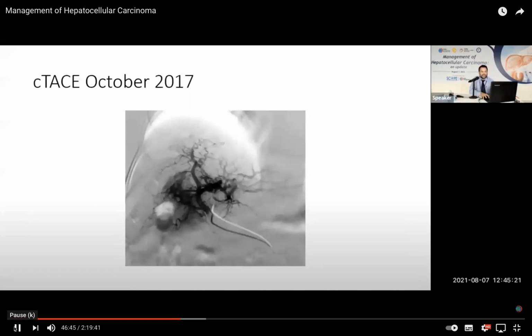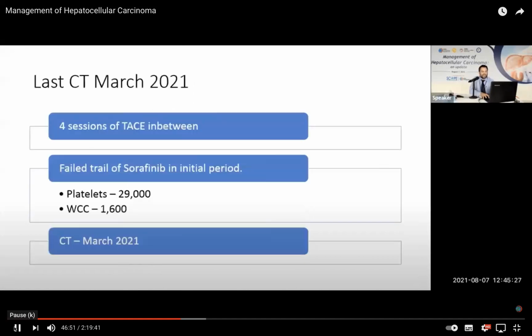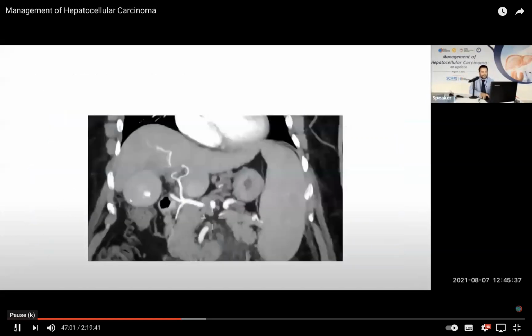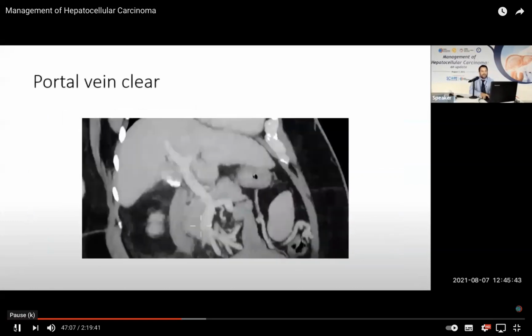Following that, he had a conventional TACE in October, and now you can see the tumor much better, and we've gone in via the right and left hepatic arteries. He then had another 4 sessions of TACE in between. He was on sorafenib, that was stopped because of his platelets. He dropped his counts. And in his March 2021 CT, he's got no measurable disease.